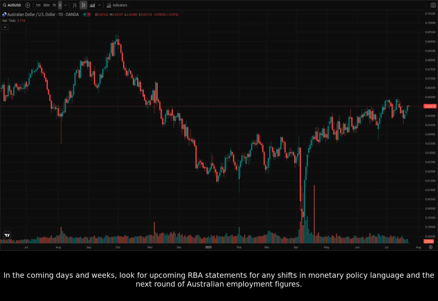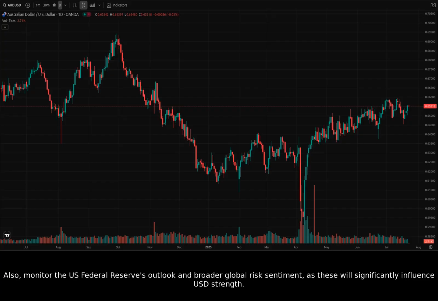In the coming days and weeks, look for upcoming RBA statements for any shifts in monetary policy language and the next round of Australian employment figures. Also, monitor the U.S. Federal Reserve's outlook and broader global risk sentiment, as these will significantly influence USD strength.